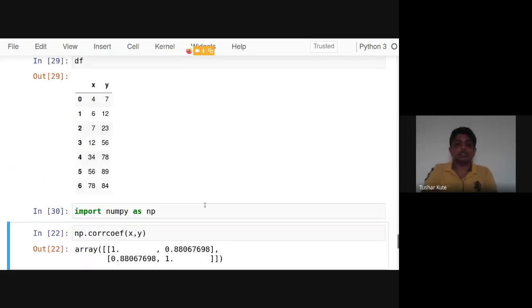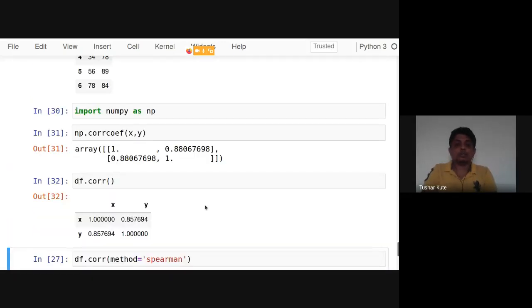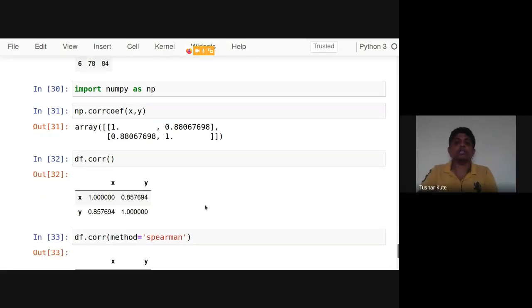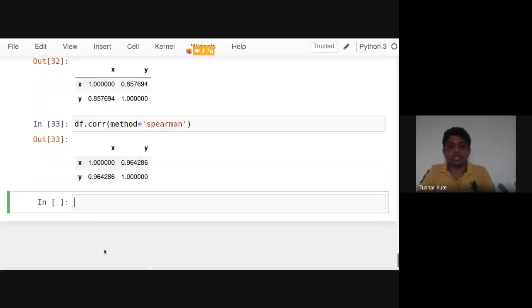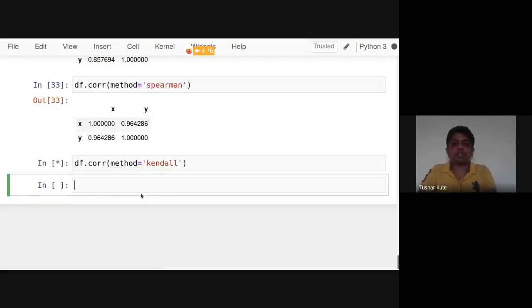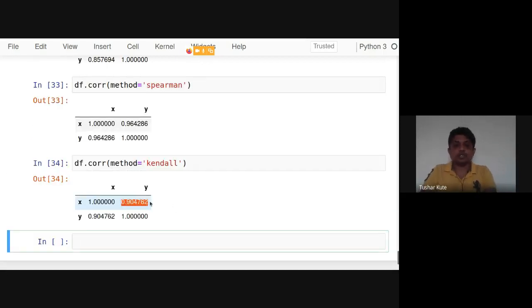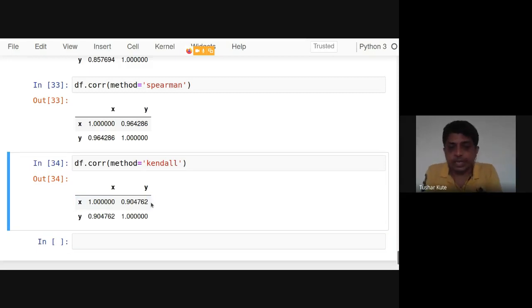Now see, your Spearman correlation will change again. Now it is 96 because the rank of the first and second are not exactly matching. The sequence, the ordering is not exactly matching. That's why it is 96%. And if you want to check the Kendall correlation, let's have df.corr and use method equal to kendall. See, it is 90%.